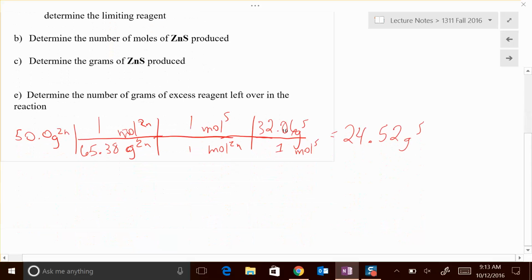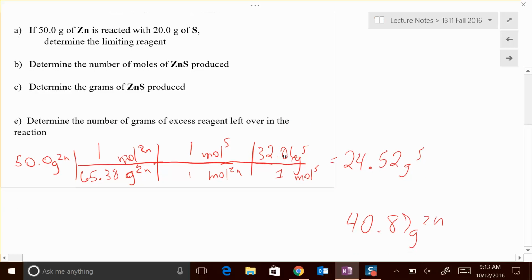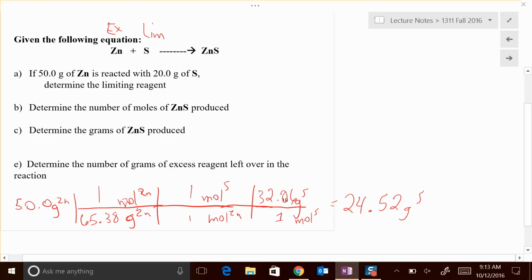Did anybody do it the other way, starting with sulfur? Okay, what did you guys find? 40.87 grams of zinc. Okay, so let's look at it like that. 40.87 grams of zinc would react, and I have 50. So that means zinc is in excess because I only need 40.87 grams of it. So once again, we have identified zinc to be in excess, sulfur to be the limiting reagent.